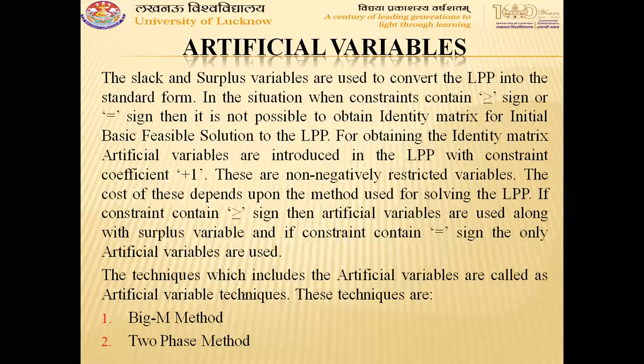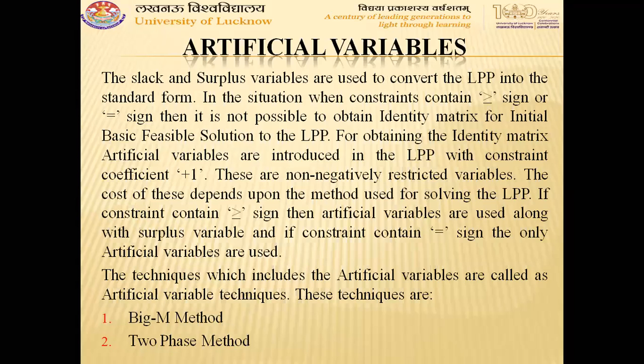So what are the artificial variables? I am repeating again. The slack and surplus variables are used to convert the linear programming problem into the standard form. But when we go for obtaining the initial basic feasible solution, then in case of surplus variable, it is not possible to obtain an identity matrix. That is, in the situation where the constraint contains greater than or equal to sign or equal to sign, it is not possible to obtain an identity matrix.